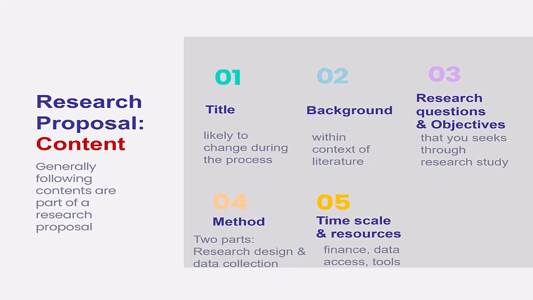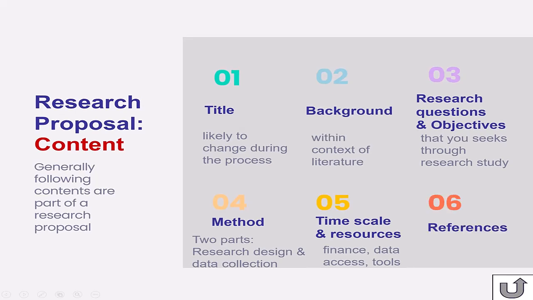Time scale and resources are important to tell about, like how you are going to proceed with the topic you are going to investigate. Normally people use project management tools like a Gantt chart, or you can simply give a weekly distribution of how you're going to proceed. And then the references which you have referred to.